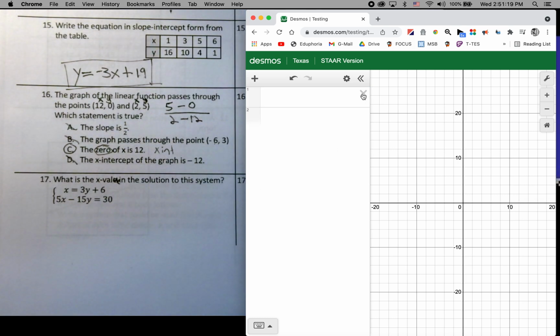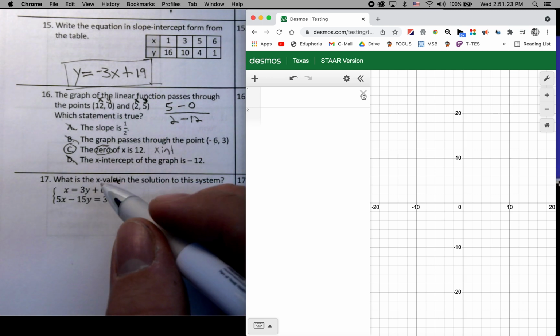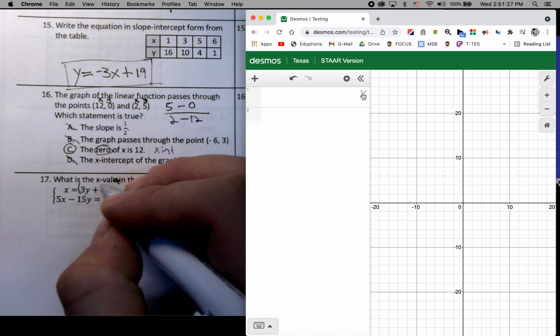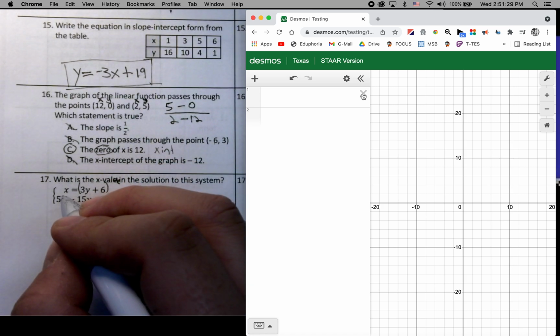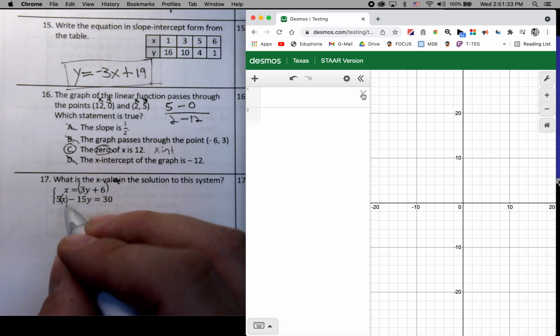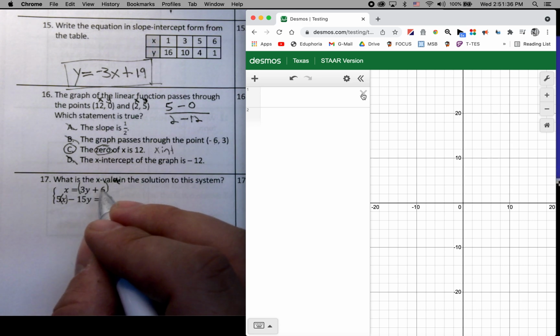And then, all right, what's the x value? Okay, so there's a couple ways you can do this. Since the x here is already by itself, it's kind of already set up for substitution. So what I'm going to do is every time I see the x value here, I'm going to replace it with 3y plus 6 with parentheses around it.